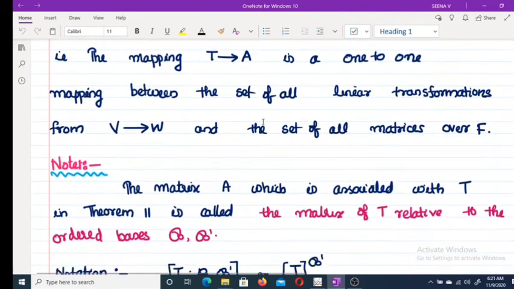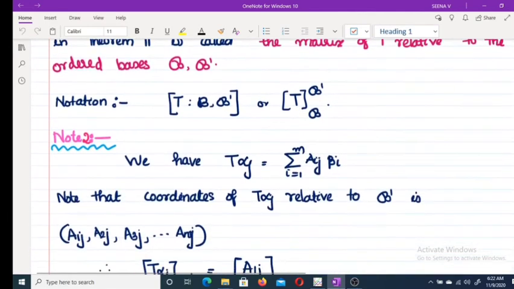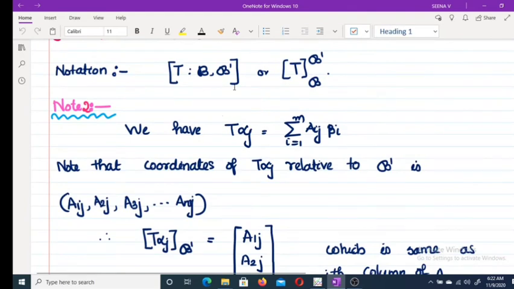Okay. Now there is one note. The matrix A, which is associated with T in the above theorem, is called the matrix of T related to the ordered bases B and B dash. Okay, and the notation is like this. This is not in your prescribed text. Usually we denote it like this.